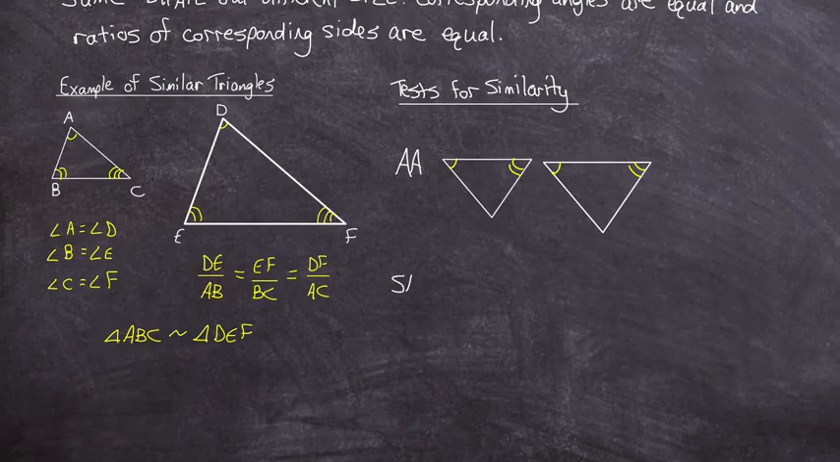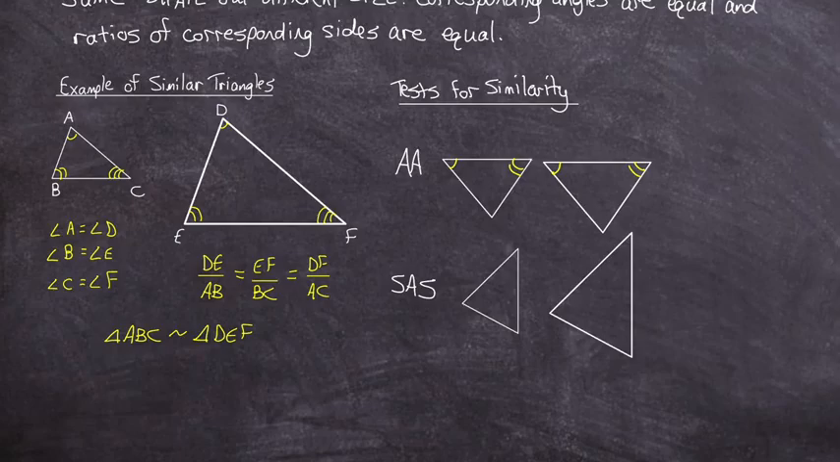Or there's the side-angle-side test, where we would know two triangles are similar if the ratios of two pairs of sides are equal. So let's say this side is 2 and that one is 4. It's double that one. And this side is 3 and that one is 6. So notice they have the same ratio. 4 divided by 2 is 2 and 6 divided by 3 is 2. So two pairs of sides have equal ratios, and the angle between those two sides is also equal. If that's true, then the triangles have to be similar.